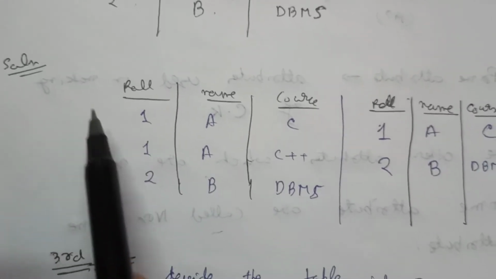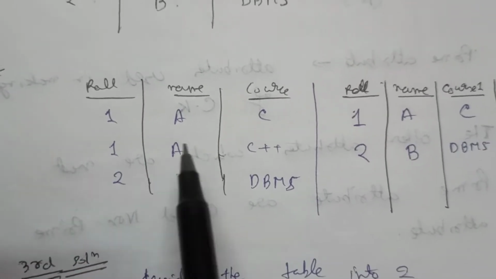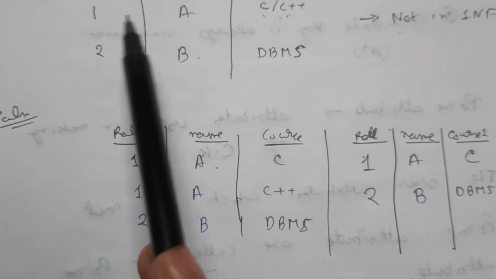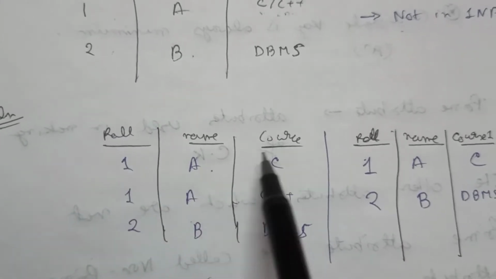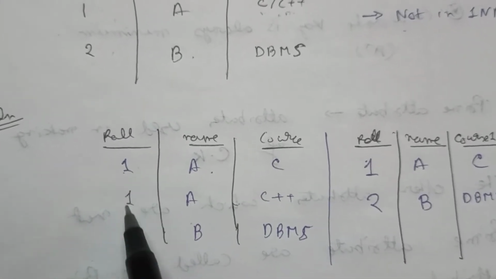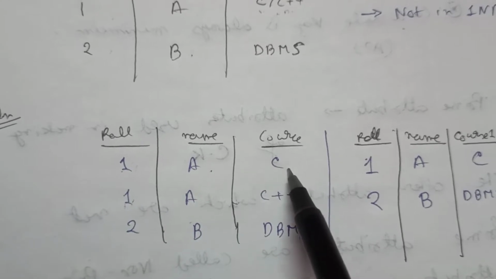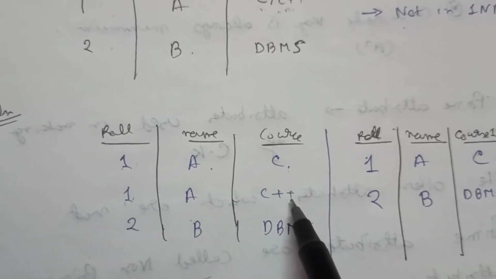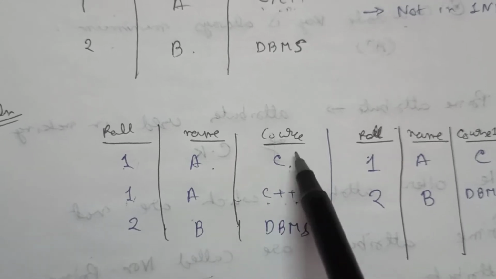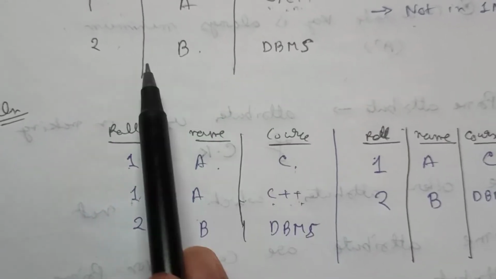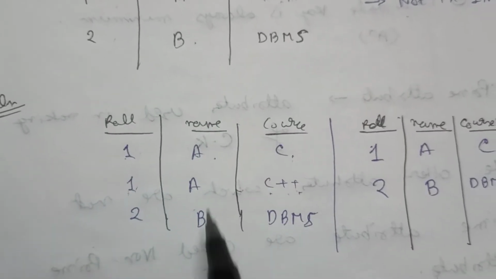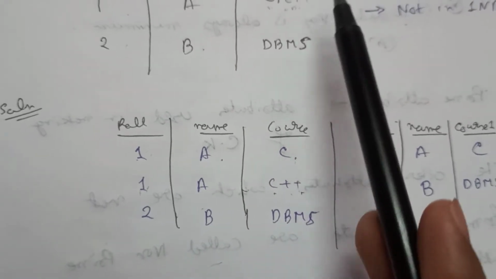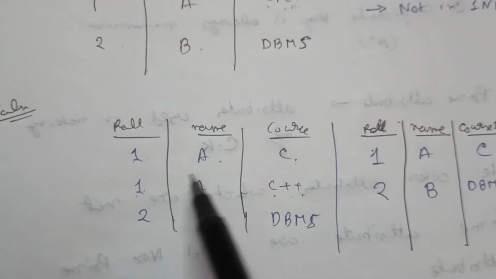So this is the first solution. We can repeat the row of the student with roll number 1. I have written the same row twice, and for the first row I have written the course as C, and for the second row I have written the course as C++, and after that we have the other row, which is the same as before. I have just divided this row into two different rows.